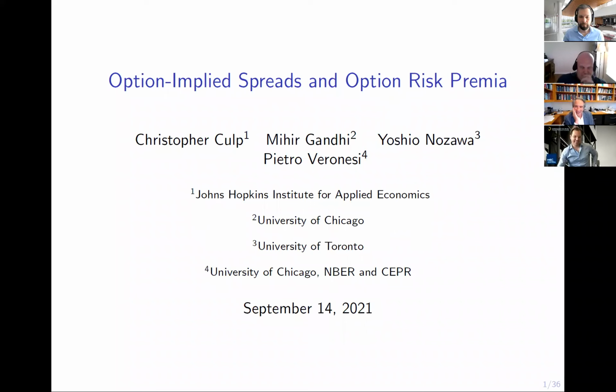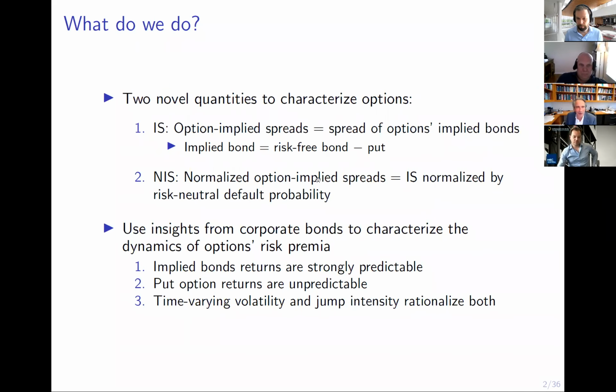And yeah, so this is a joint work with Chris Culp, Mihir Gandhi, and Yoshio. It's been a little bit stalled by COVID, but this is a good version. It's been around for a little bit, but we reshaped it a bit. So let me tell you what we do in this paper.